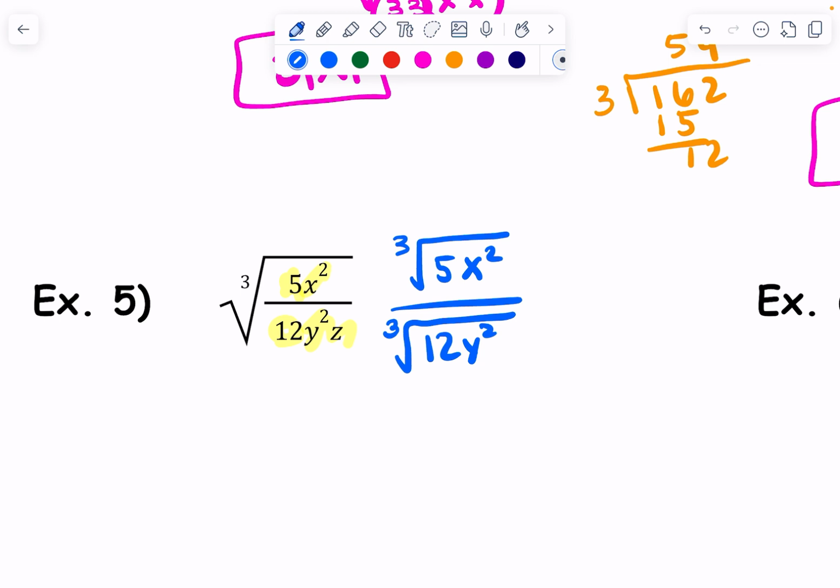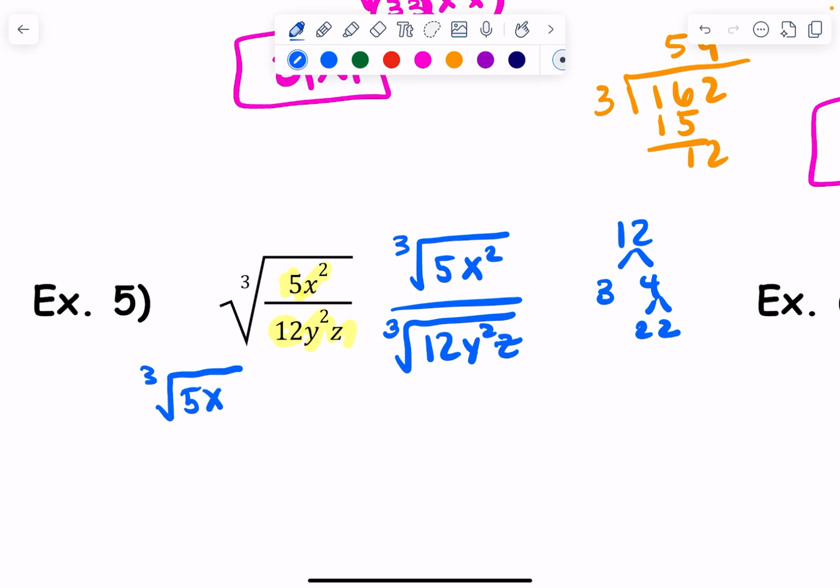Well, we obviously can't have a radical on the bottom. So we need 3 to get 1 out. But before we do anything, we're going to break this down. So 12 is 3 times 4, which is 2 times 2. So let's see what this looks like. On the top, we still have this. Nothing can come out. But on the bottom, we have a 3 times 2 times 2, and then a y times y and a z.